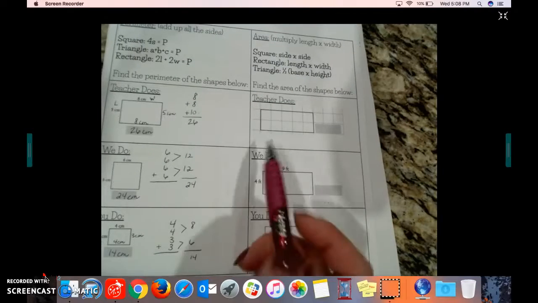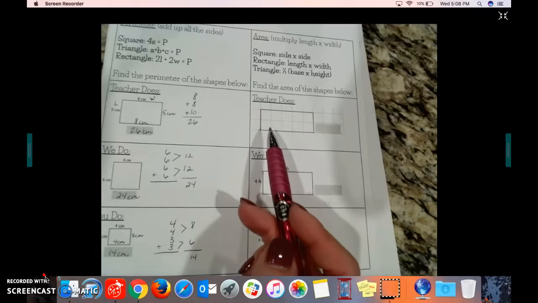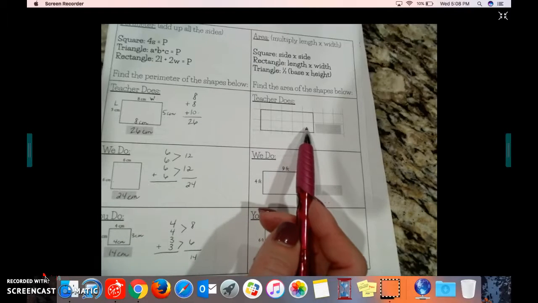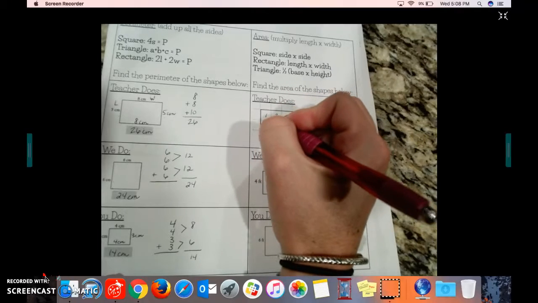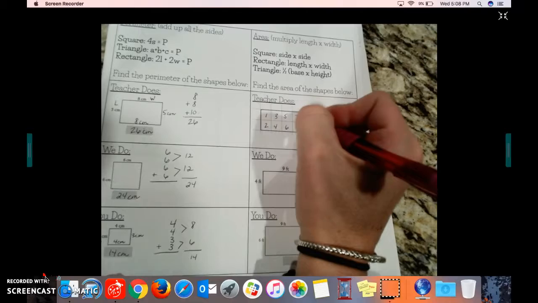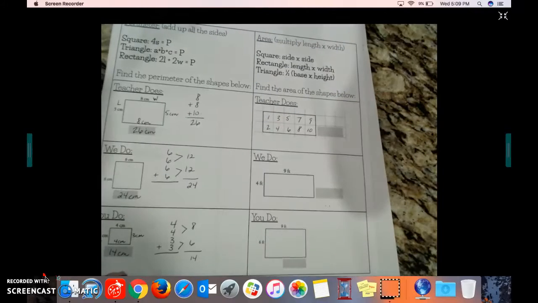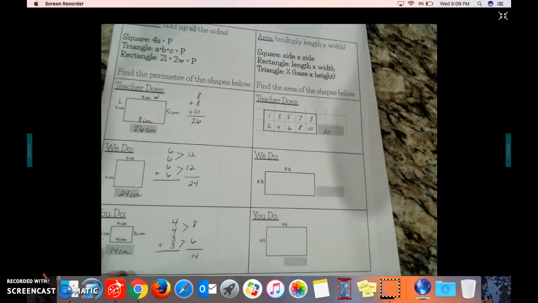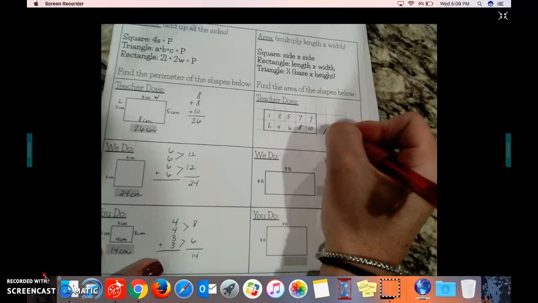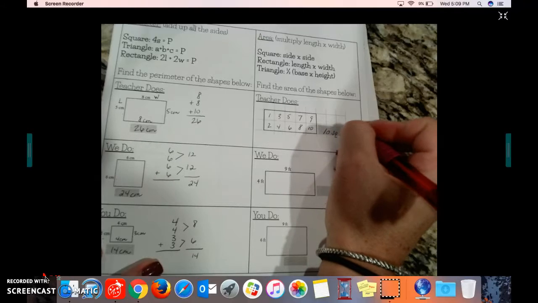Okay? This first shape, they've given me some assistance. They actually have it marked off with a grid on the inside. So in order to find the area, I can just count up the number of squares that are on the inside. So I have 1, 2, 3, 4, 5, 6, 7, 8, 9, 10. So the area of this shape is 10, and they did not give me a specific unit. So they did not tell me whether it was centimeters, feet, inches. Okay? So in this case, it's 10 square something. So it's 10 square units is what I'm going to call it.